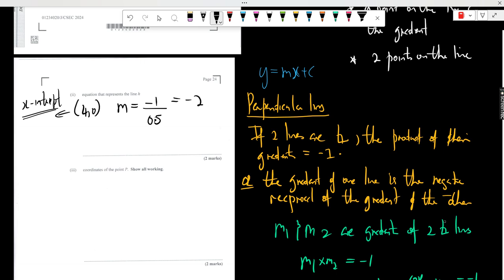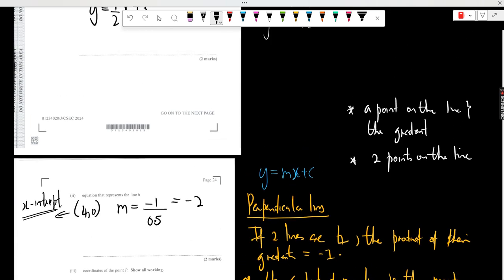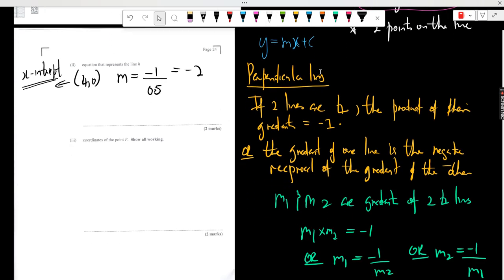Okay? So having determined the gradient of line H, we have now satisfied this condition in order to find the equation of the line. We have a point on the line, and we also now have the gradient of the line. Good? So what can we do now? We can basically write down our equation, y equals mx plus c.